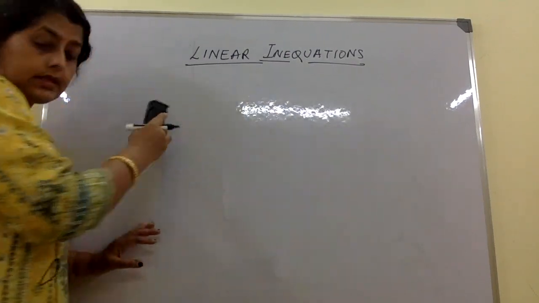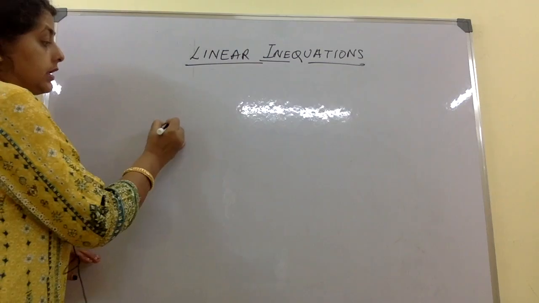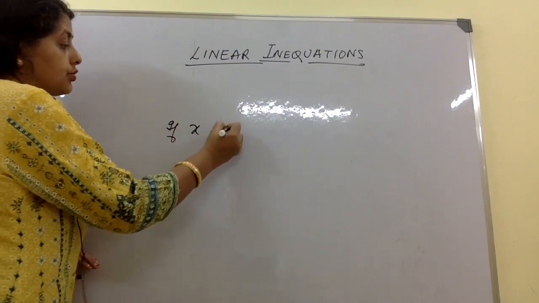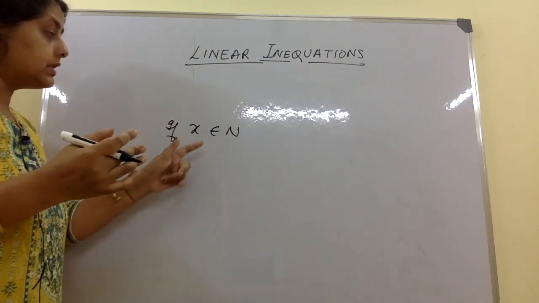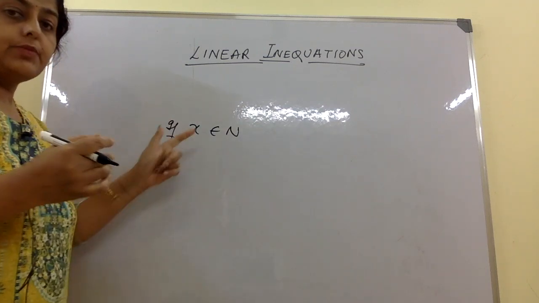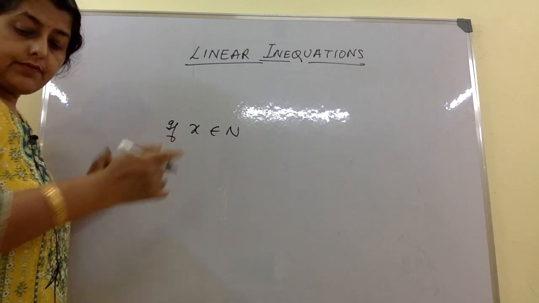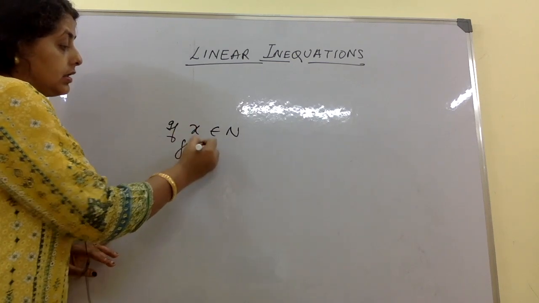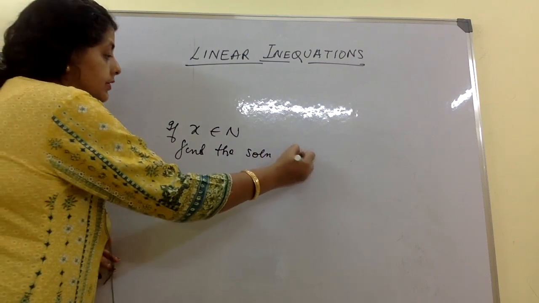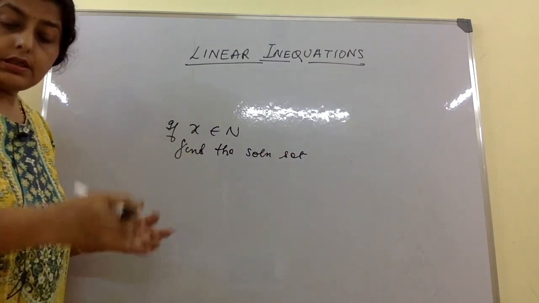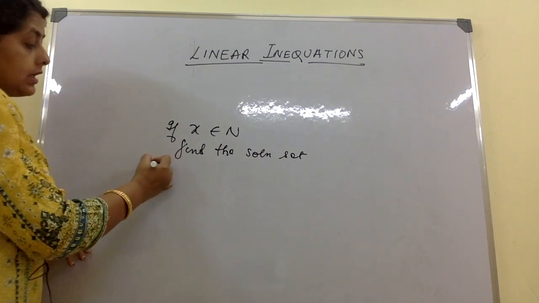So let's take the first one. If x belongs to natural numbers. Now there's a whole lot of symbols that we are going to use. This is belongs to. If x belongs to natural numbers, then find the solution set of the given inequations. What are the inequations?